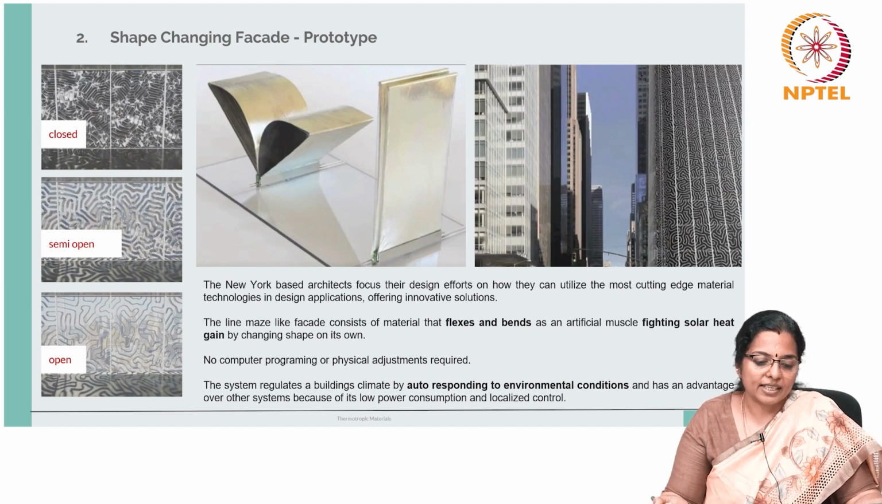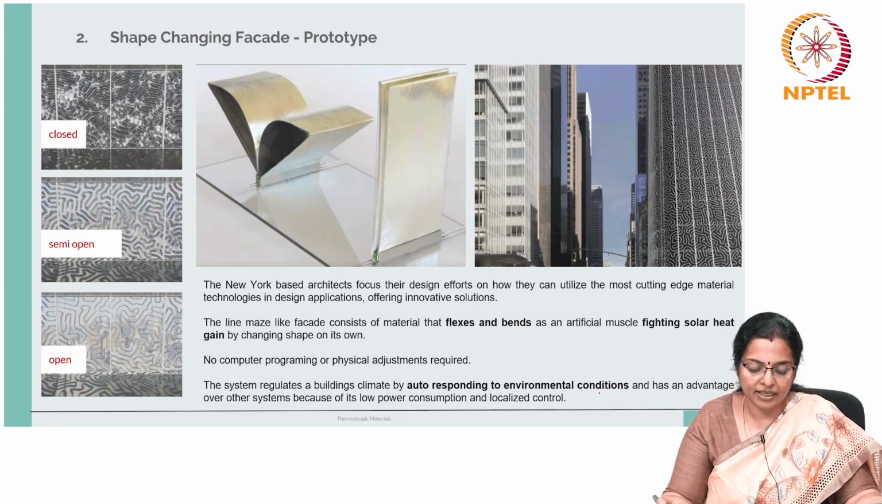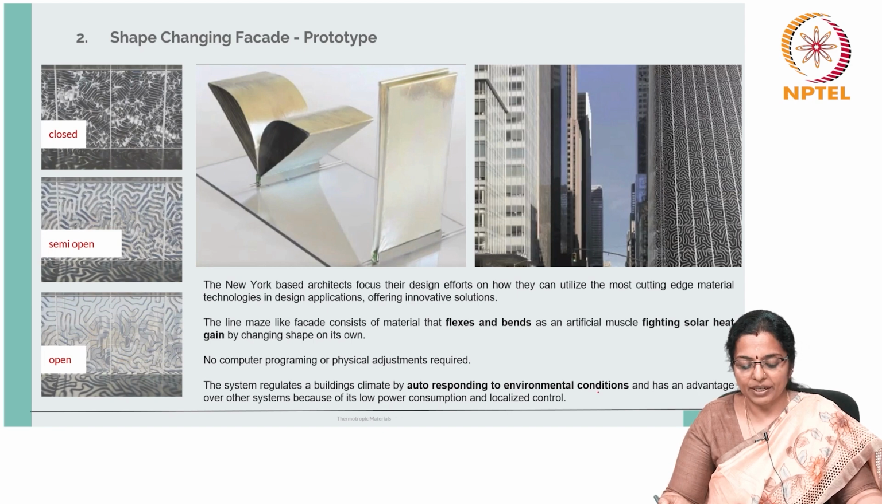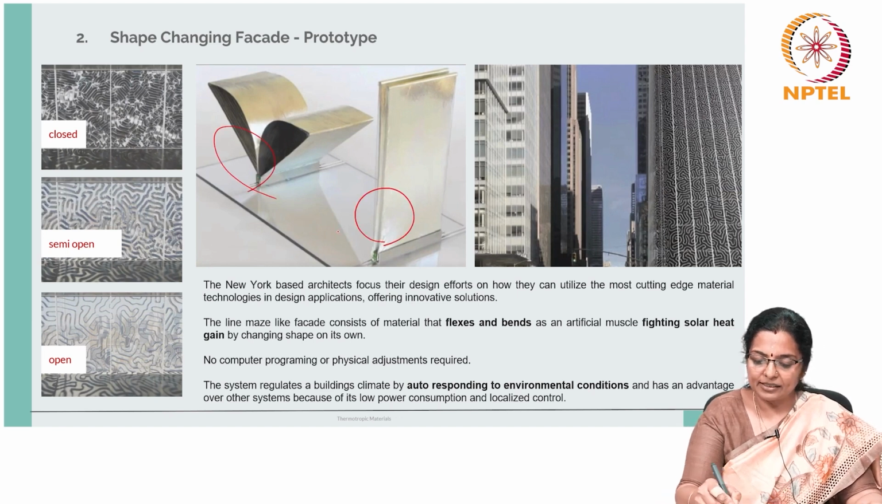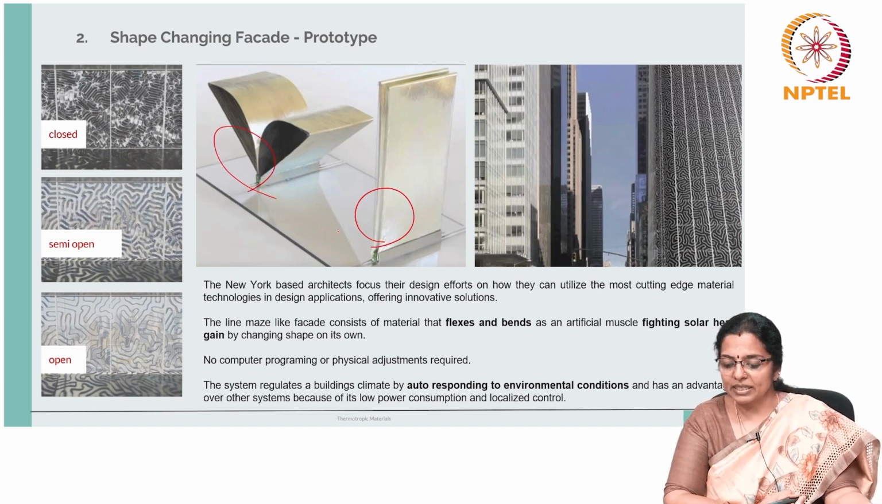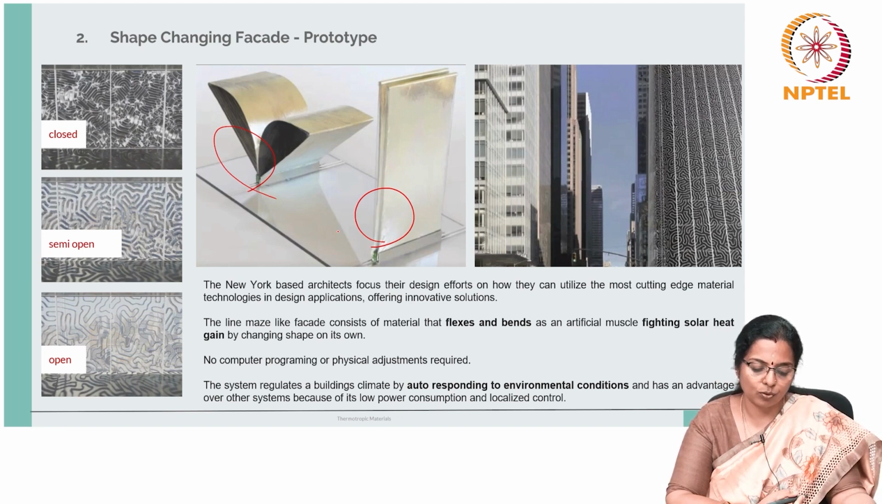Let us quickly look at the shape changing facade as a prototype. Now, the New York based architects focus their design efforts on how they can utilize the most cutting edge material technologies in design applications, offering innovative solutions. The maze like facade consists of material that flexes and bends as an artificial muscle, fighting solar heat gain by changing shape on its own.